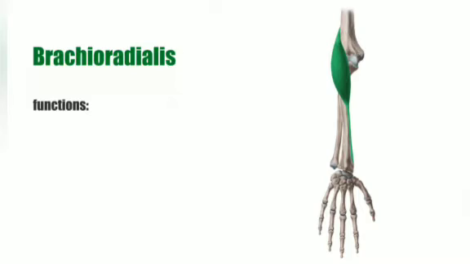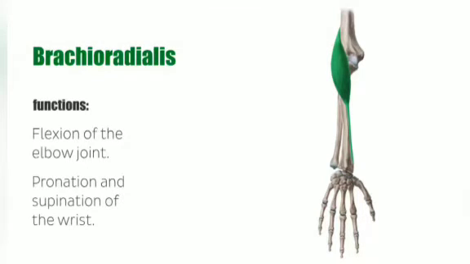If the brachioradialis muscle contracts, it will perform flexion of the elbow joint, as well as pronation and supination of the wrist, depending on the position of the arm. And you can see supination and pronation being represented here by these arrows.